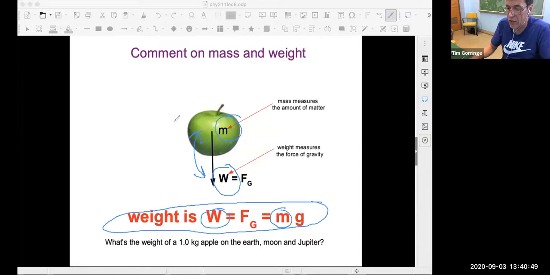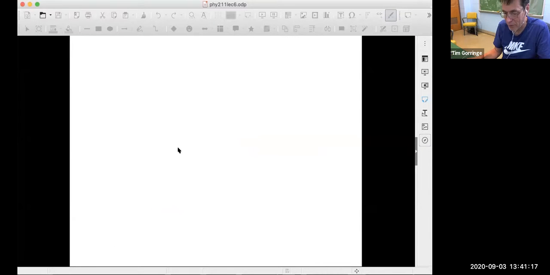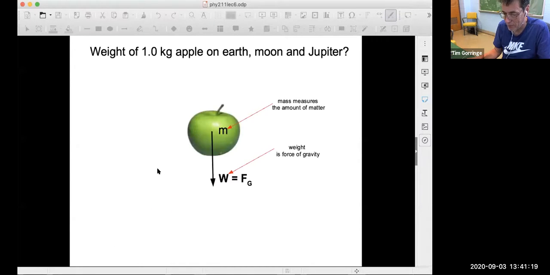Just to illustrate this fact, on the next slide we're going to imagine that we've got a 1 kilogram apple. I think that's a big apple, isn't it? We're going to figure out its weight on Earth, on the moon, and also on Jupiter. So let's do that quickly, because I've got to cram in the quiz. I've got to do this in 1 minute. Okay, so let's figure out the weight of the apple on Earth, moon, and Jupiter, and let's do it really fast.